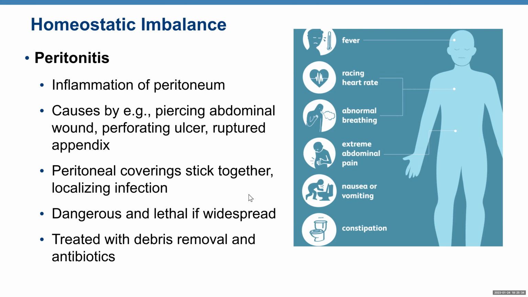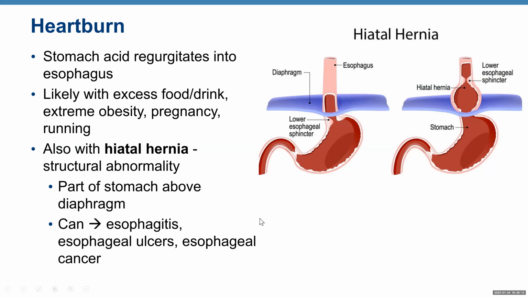So you can see over here that peritonitis will cause fever, racing heart rate, abnormal breathing, extreme abdominal pain, nausea and/or vomiting or constipation. But it's a pretty dangerous condition, because if you have inflammation of your internal organ, the infection can spread to your bloodstream and be carried through other parts of your body and can possibly cause the death of a patient.